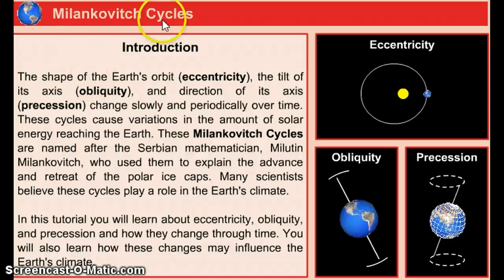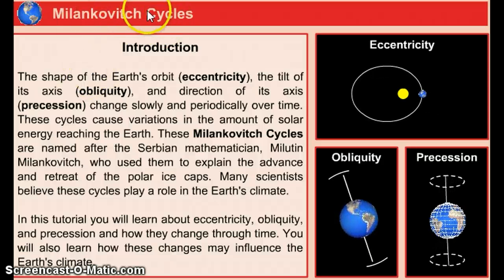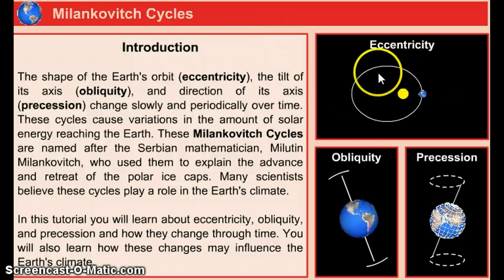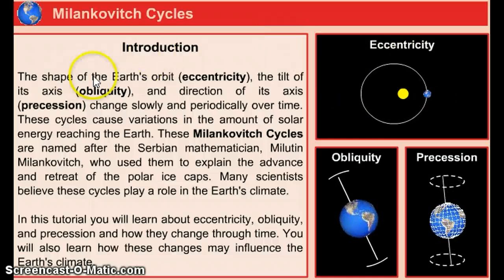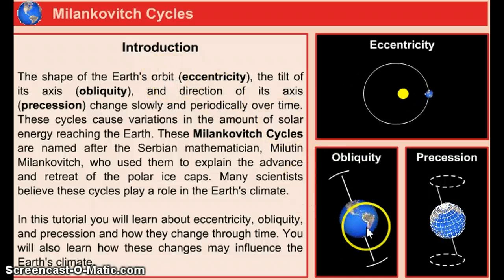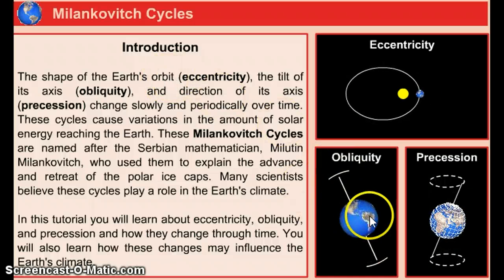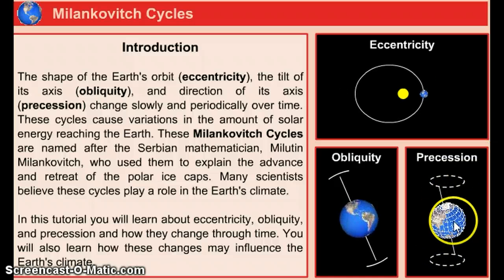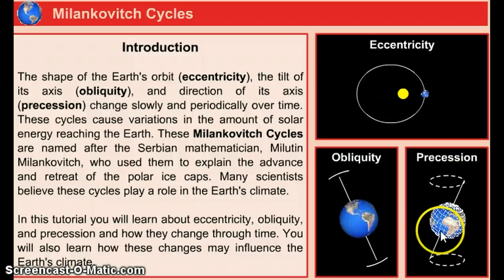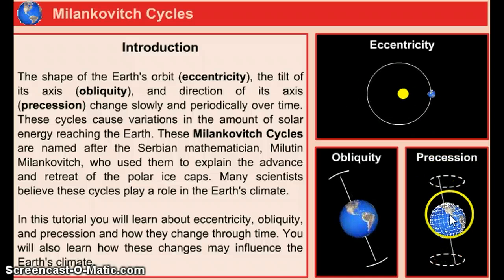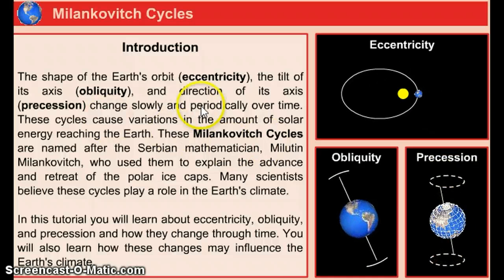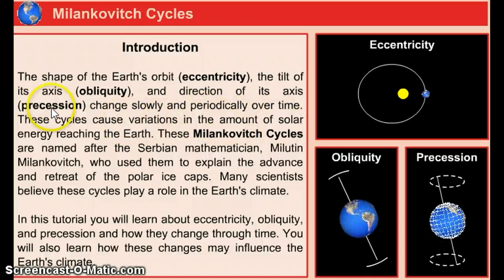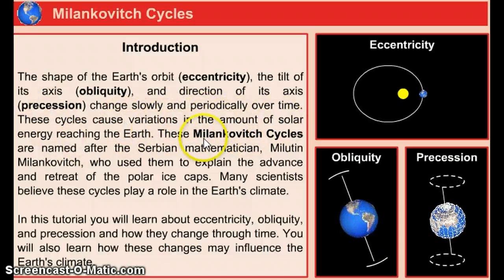When we look at the Milankovitch cycles, we're going to be studying long-term climate factors as a result of Earth motions. When we look at eccentricity here, we're talking about the shape of the Earth's orbit. When we study obliquity, we're looking at the axial tilt. And the direction of the axis change, in this case the precession, is really the wobble of where the North Pole is pointing. These variations change the amount of solar energy reaching the Earth. These are called Milankovitch cycles.